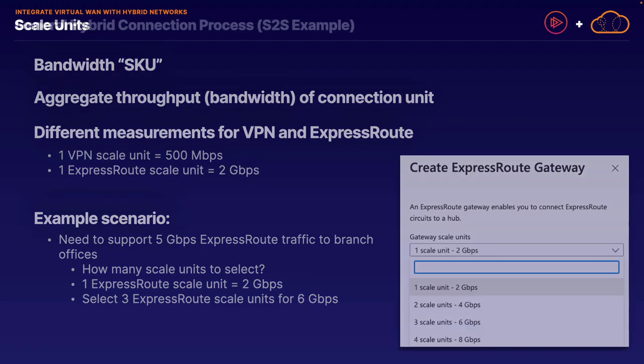Moving on, let's take a really high-level overview of the general hybrid connection process within a virtual hub. And for this example, we're going to use a site-to-site VPN. Step 1 would be to create the VPN site connection within our virtual hub. In this case, we would assign scale units. And again, as a general reminder, VPN uses 500 megabits per second per scale unit.